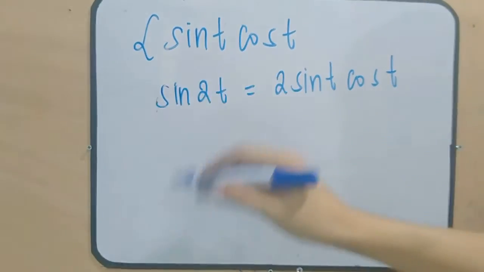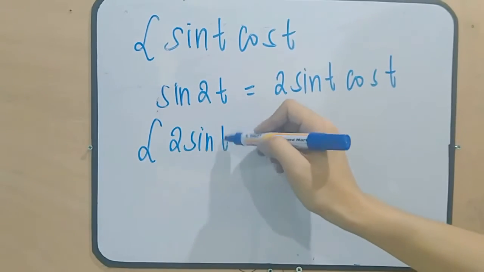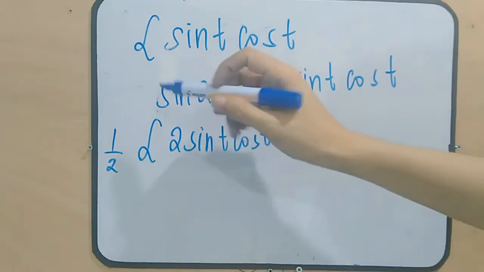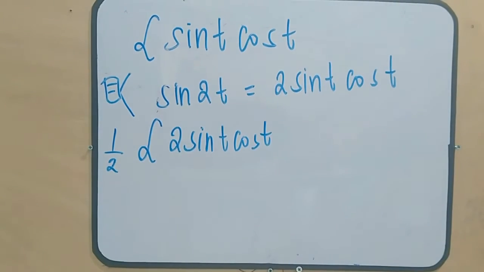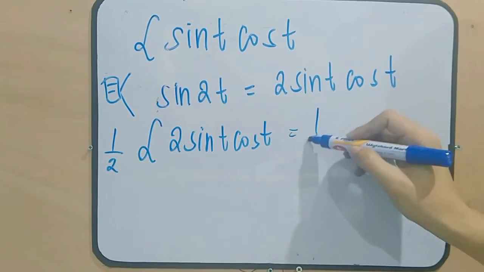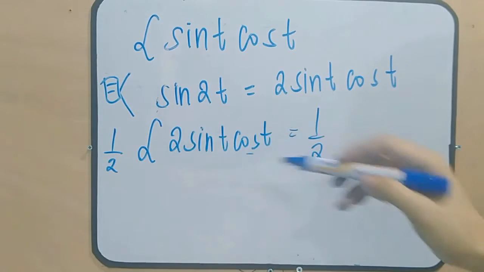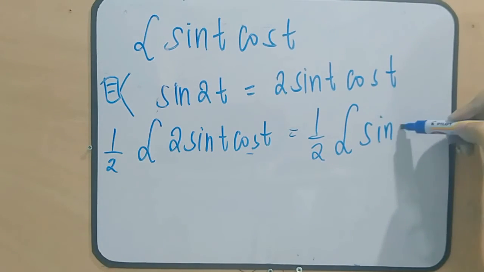So this can be the Laplace transform of 2 sine t cosine t. Then put a 1/2 here. It's just like an integral. These two are equal, so you did not violate any rule. Okay? So that's equal. Now this is equal to 1/2 times, and 2 sine t cosine t is just equal to sine 2t from the trigonometric identity. So this is the Laplace transform of sine 2t.